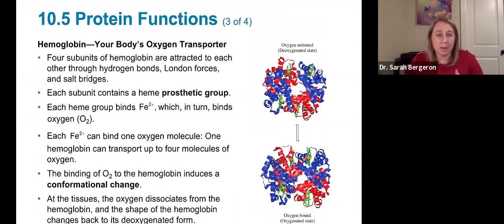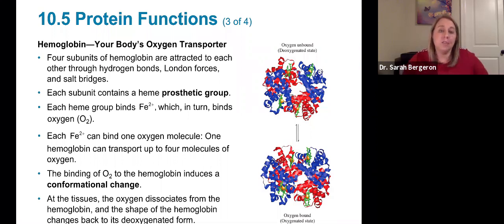Hemoglobin was one that we talked about, and that's going to transport oxygen. This is one that requires a quaternary structure because you need 4 subunits of hemoglobin in order to have biologically active function. So how are they attached? How are those 4 subunits attached? Through hydrogen bonds, through London dispersion forces, and through salt bridges, right?